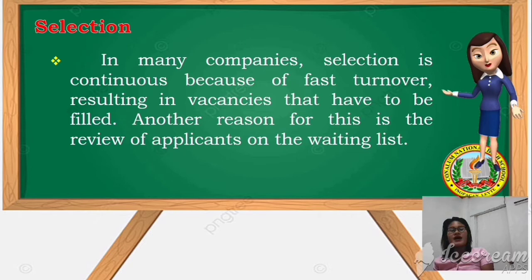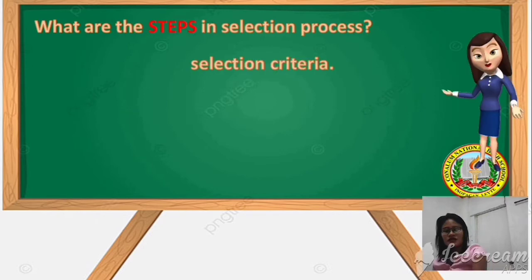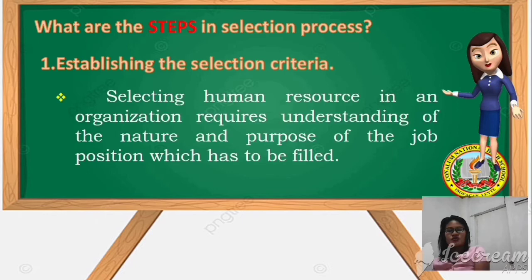And in selecting this suited and qualified individual, we have the selection processes. So what are the steps in the selection processes? Number 1, establishing the selection criteria. So selecting human resource in an organization requires understanding of the nature and purpose of the job position which has to be filled.